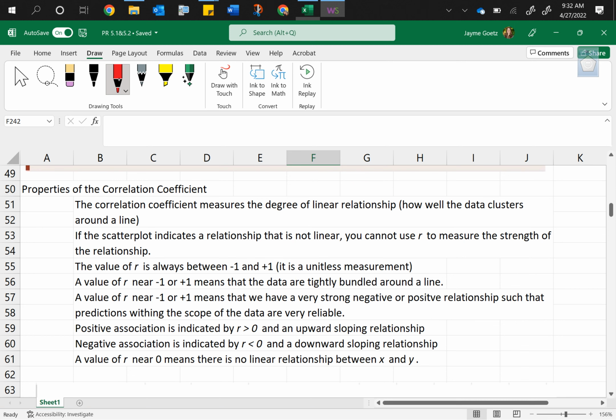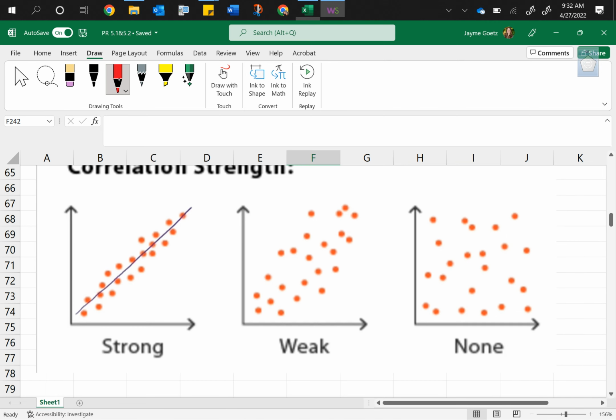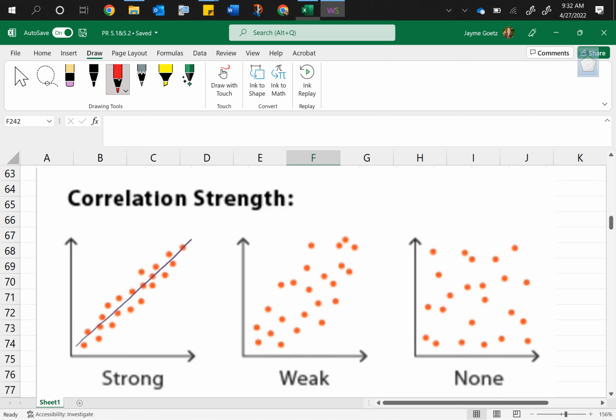This is a lot of information, and reading it really doesn't do as much good for us as seeing it. So here's what we got. I have examples of correlation strength. I have 3 different scatter plots here. You guys can see on the first one I have a strong linear correlation.